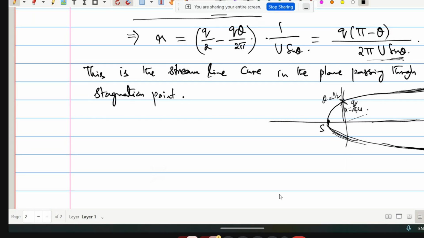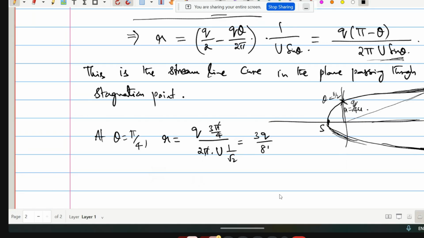And at theta equal to, for example, 45 degrees, that is pi by 4, 45, you know? At theta equal to pi by 4, what is the value of r? Q into pi minus pi by 4, 3 pi by 4, divided by 2 pi times u times sine of pi by 4, which is 1 by root 2. So pi goes, and this is q divided by 8u and 1 by root 2, so 3 root 2. So this is what happens.